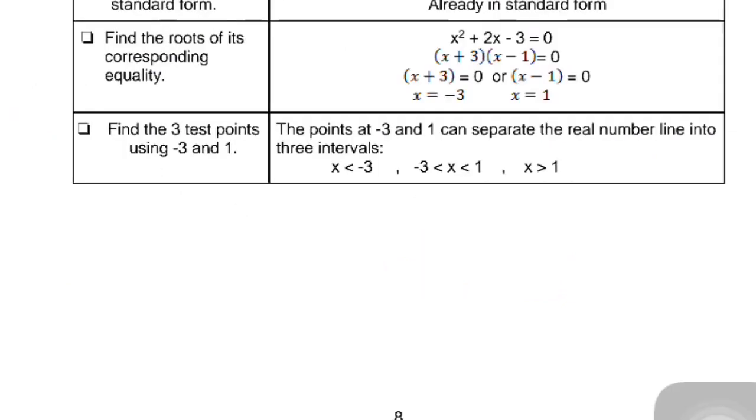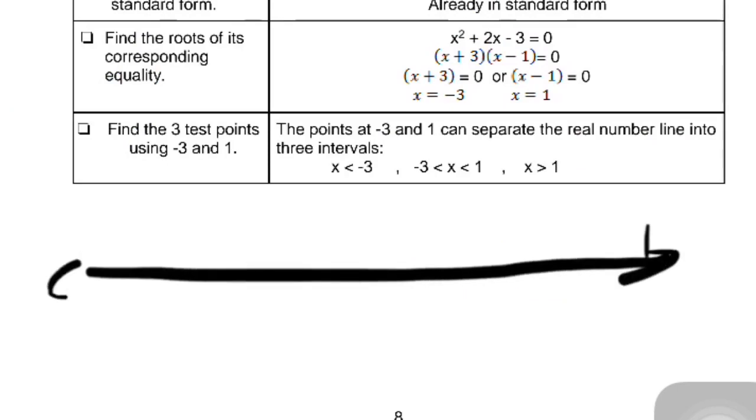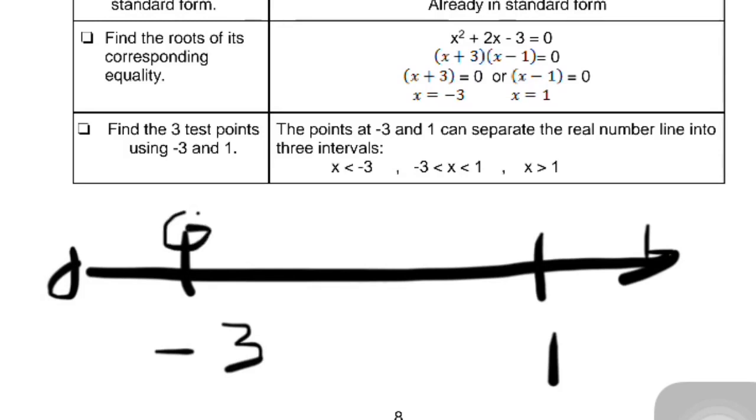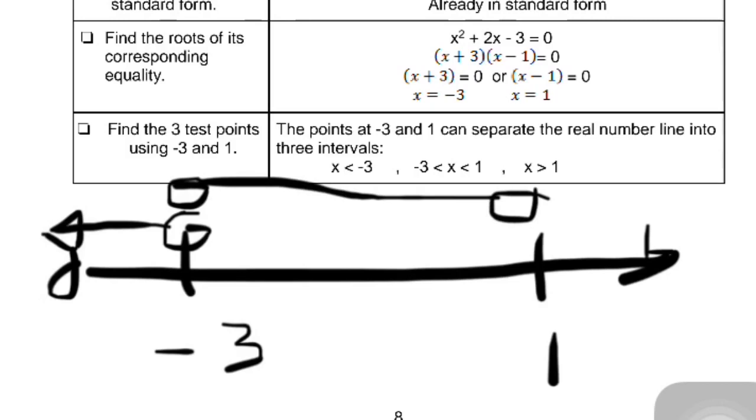Then find the 3 test points. If we're going to draw a number line, we can have here negative 3, then 1. So the 3 test points are: x lesser than negative 3, this one. Then second is x greater than negative 3 but lesser than 1, so from negative 3 to 1. And the third test point is from 1 up to positive infinity, so this is x is greater than 1.